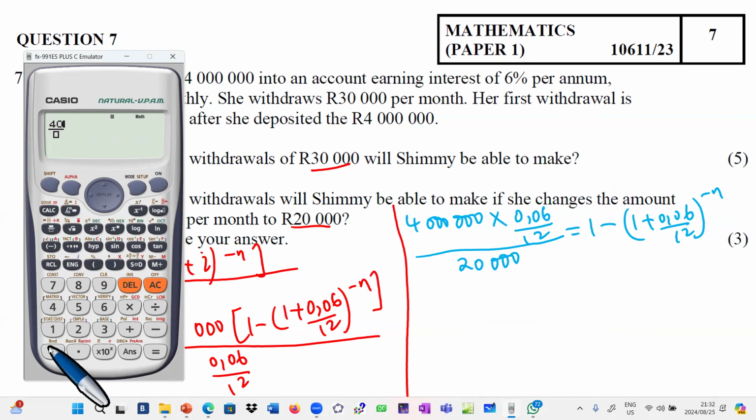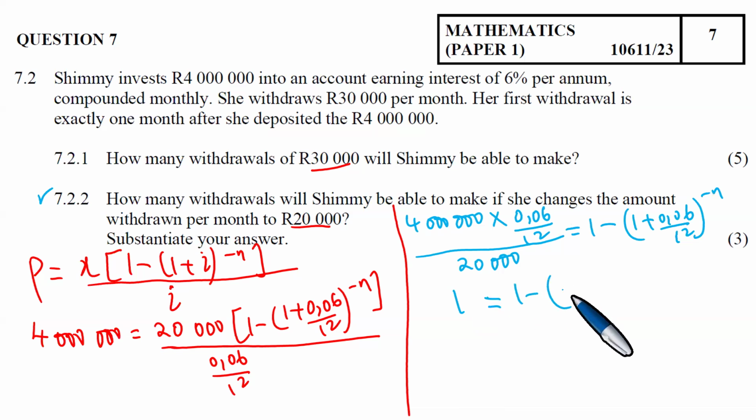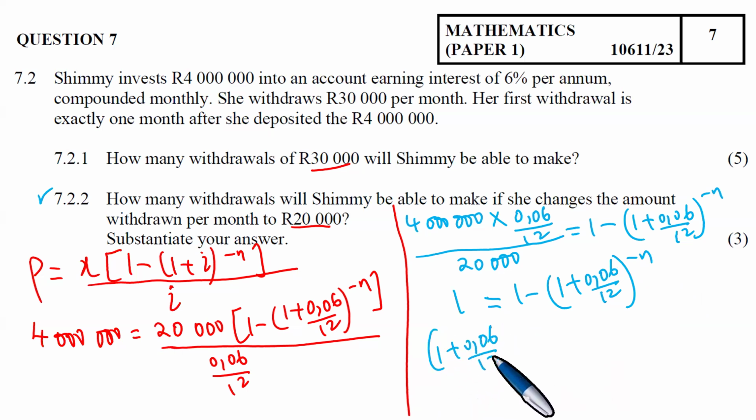So you have here exactly 4 million times 0.06, you divide it by 12, divided by 20,000. And then what we're getting here is exactly one. So we shall put one here. This is one minus 1 plus 0.06 divided by 12 to the minus n. And therefore, you bring this one to the other side, and one minus one becomes zero, and we have 1 plus 0.06 divided by 12 to the power minus n, and the result is zero.